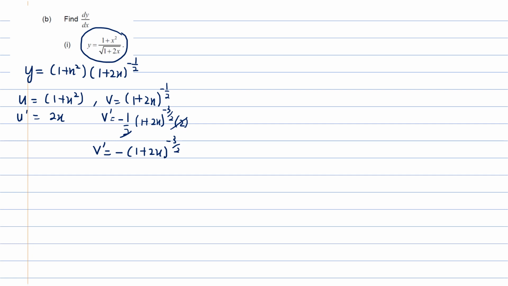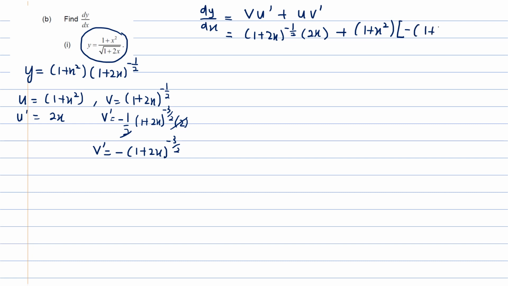Okay, now we substitute into our formula. dy/dx is equal to vu prime plus uv prime. Now we have our v is (1 plus 2x) to the power of negative half times u prime is 2x, plus u, (1 plus x squared), times v prime, negative (1 plus 2x) to the power of negative 3 over 2. Then we rewrite our question: 2x(1 plus 2x) to the power of negative 1 over 2 minus (1 plus x squared) times (1 plus 2x) to the power of negative 3 over 2.